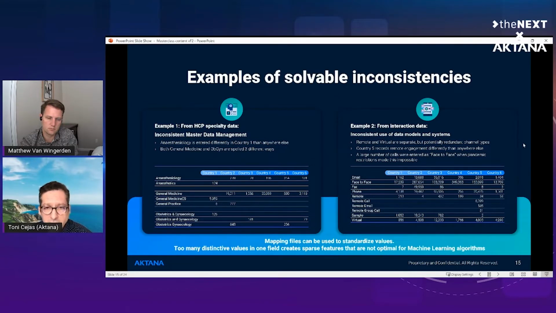Or if you look, for instance, at how country 5 is reporting remote interactions, they are reporting them in a completely different way to the rest of the countries, right? So even this particular customer, even having the same data model, same tools, you have differences in the way they are used, right?